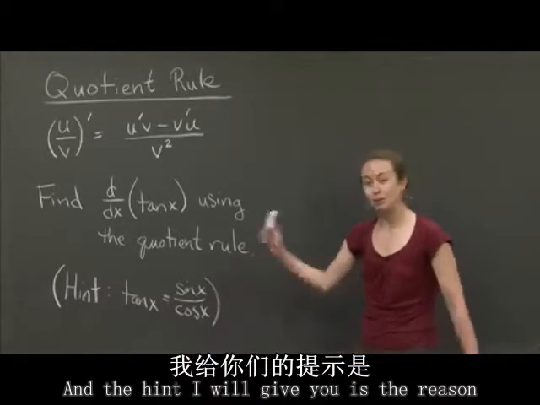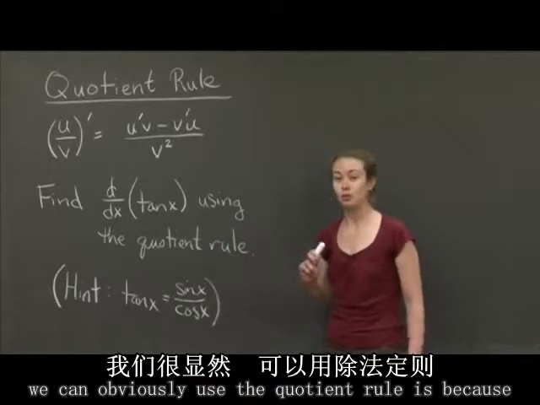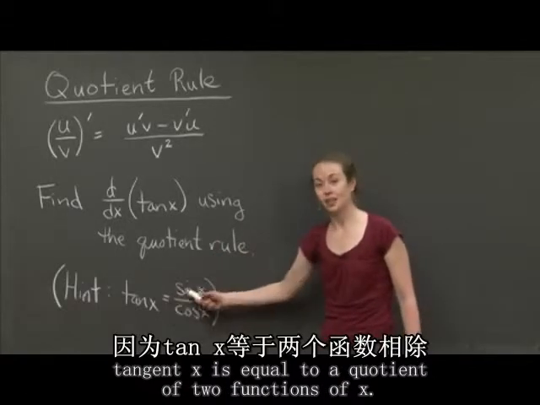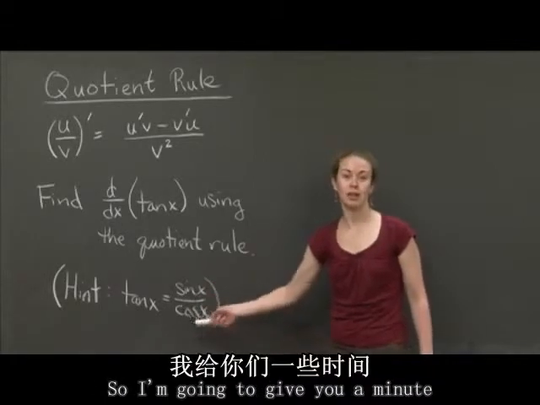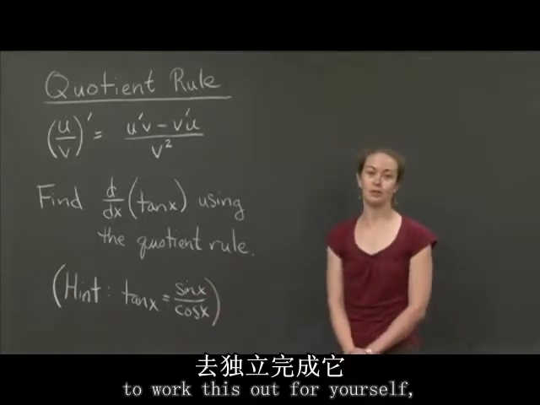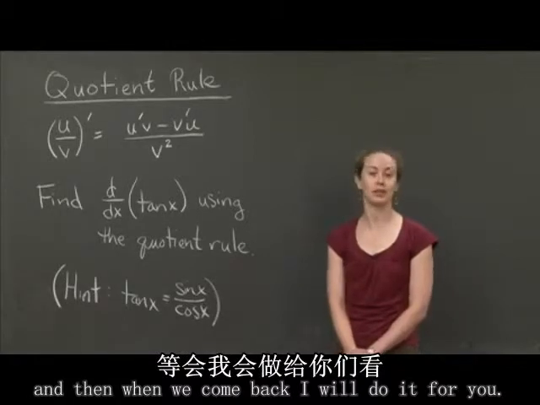The hint I will give you is the reason we can obviously use the quotient rule is because tangent x is equal to a quotient of two functions of x. It's sine x divided by cosine of x. So I'm going to give you a minute to work this out for yourself, and then when we come back, I will do it for you.